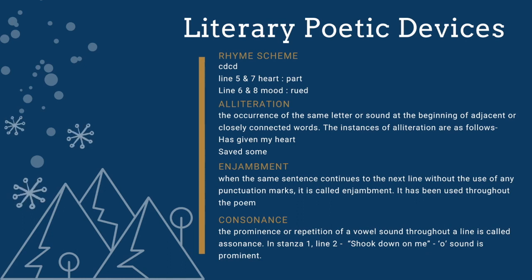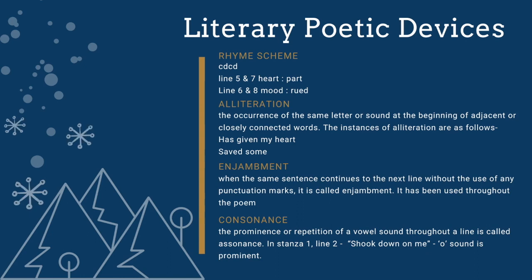Then, you have saved some in line 7. Saved some. So, this is also alliteration. Again, you have enjambment, when the same sentence continues to the next line without the use of any punctuation marks. It is called enjambment. It has been used throughout the poem. And so, again you see there's no comma, there's no full stop. Has given my heart a change of mood and saved some part of a day I had rued.